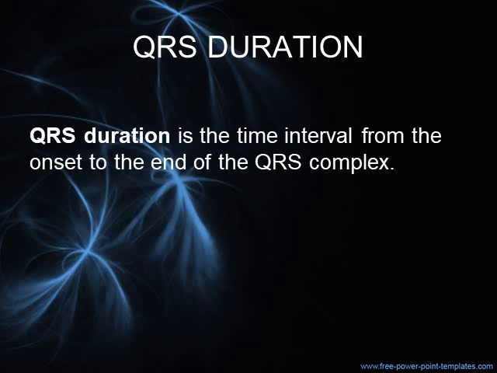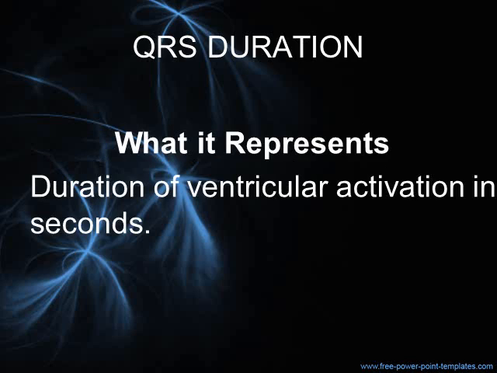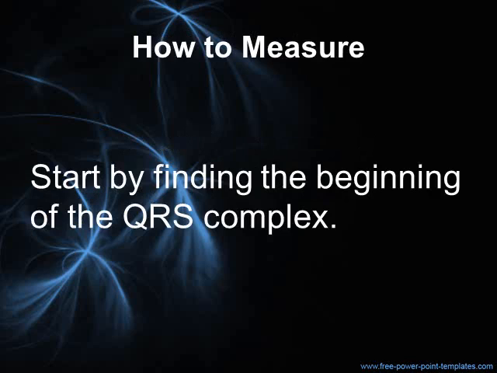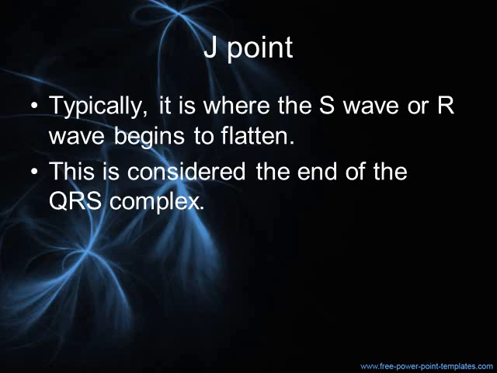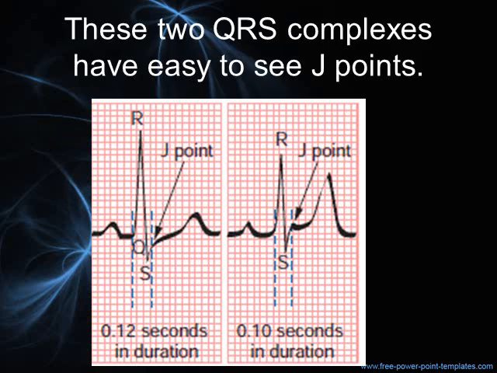QRS duration. QRS duration is the time interval from the onset to the end of the QRS complex. It represents the duration of the ventricular activation in seconds. How to measure? Start by finding the beginning of the QRS complex. Then measure to the point where the last wave of the complex transitions into the ST segment. It is referred to as the J point. The J point is typically where the S wave or R wave begins to flatten. This is considered the end of the QRS complex.